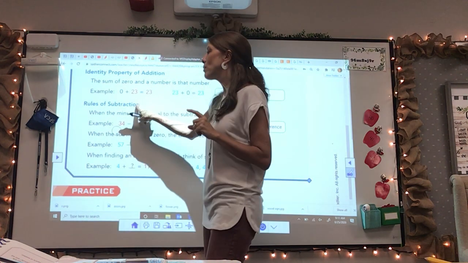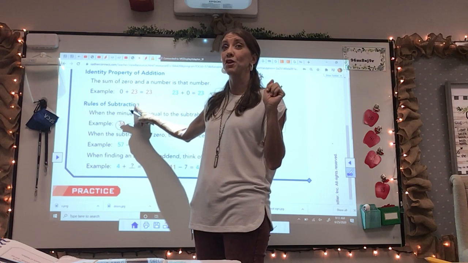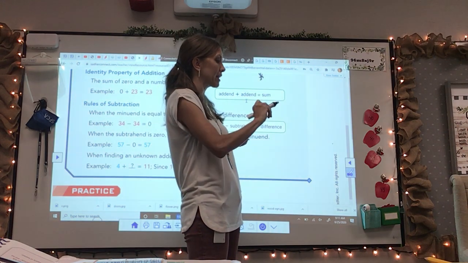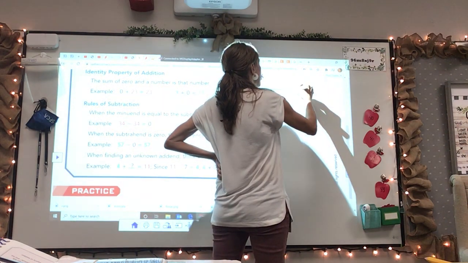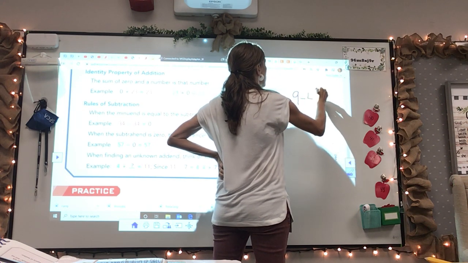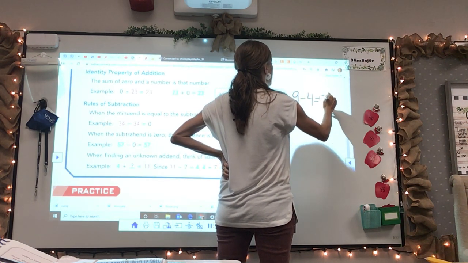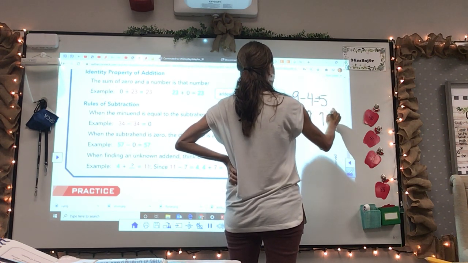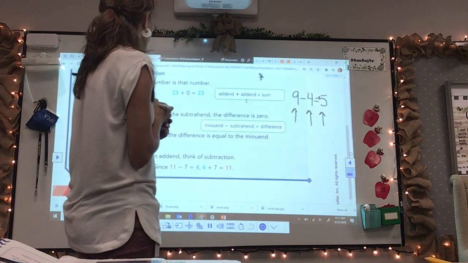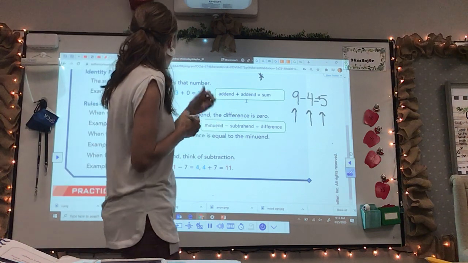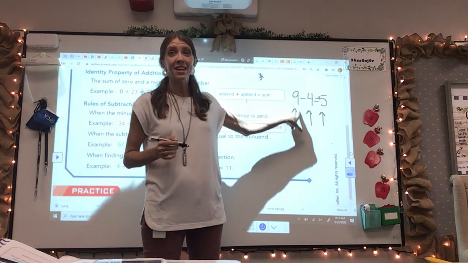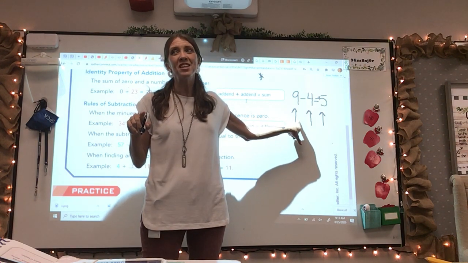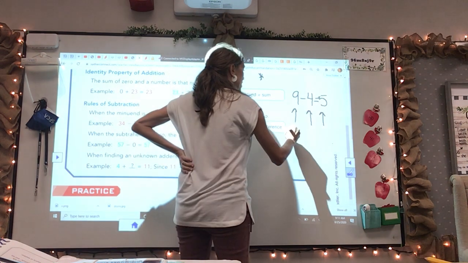Okay. Now we just have a couple rules of subtraction, and then we're going to see if you can recognize them. So here we go. The rules of subtraction. Let's pause for a second and make sure you know how to label a subtraction problem. If you have 9 minus 4 equals 5, what is this? What is this? And what is this? Okay? This right here, the first number in a subtraction problem, is called the minuend. That's a big word. It's called a minuend.